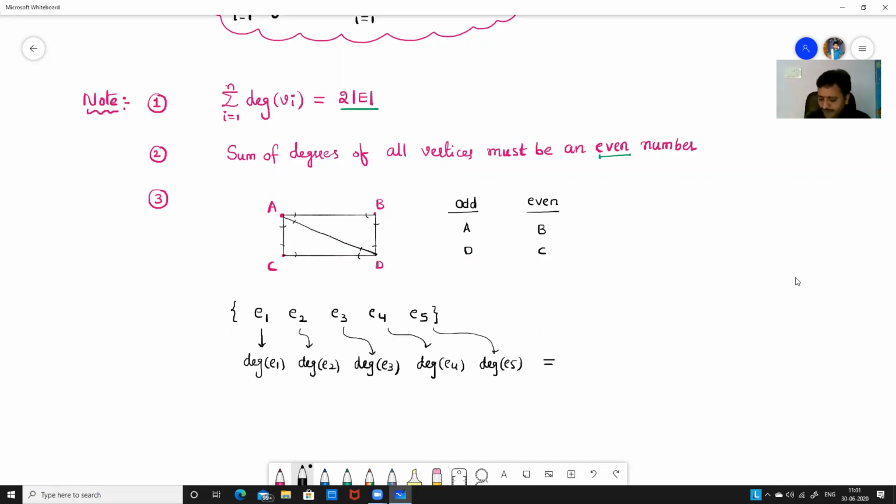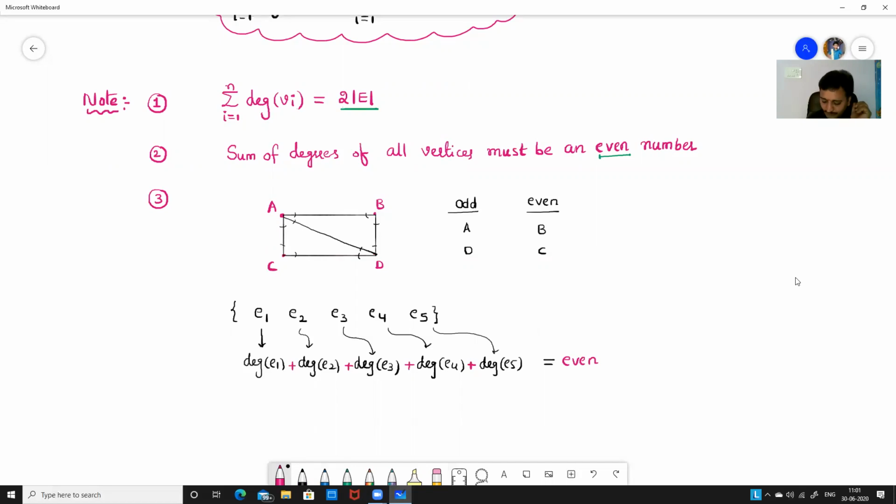If I sum up all these values, degree of E1 plus degree of E2 plus degree of E3 plus degree of E4 plus degree of E5, what will we get according to the handshaking lemma? It must be 2 times the total number of edges. But 2 times the total number of edges means it must be an even number. Correct? Now I'm introducing the most important point here.